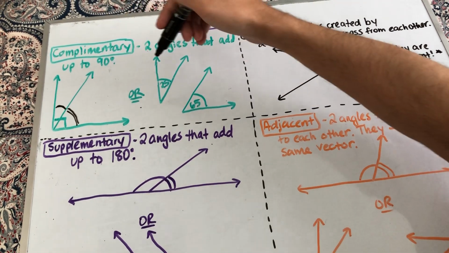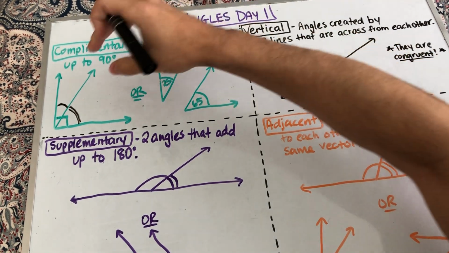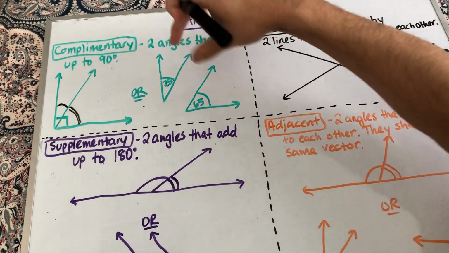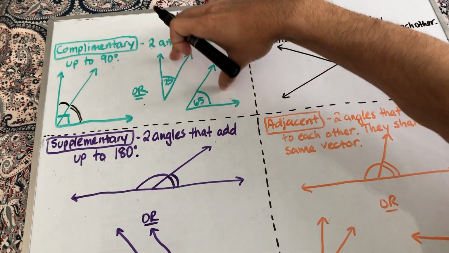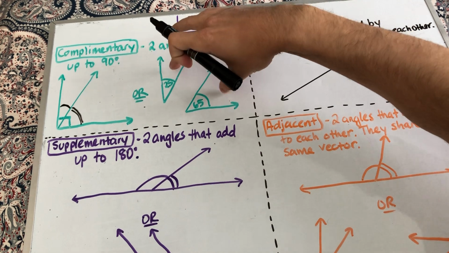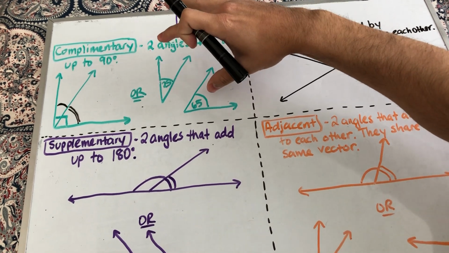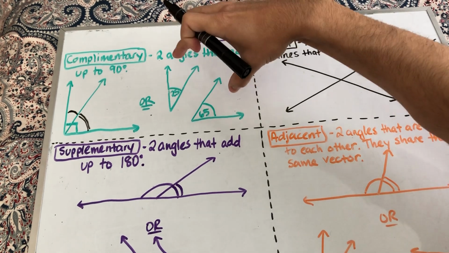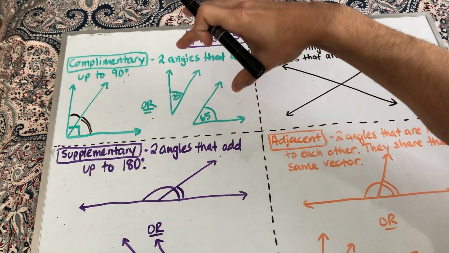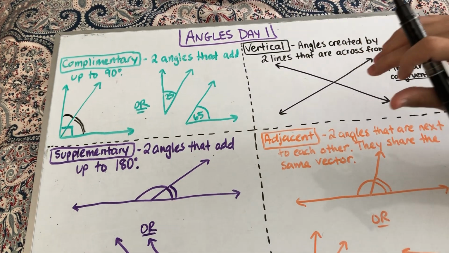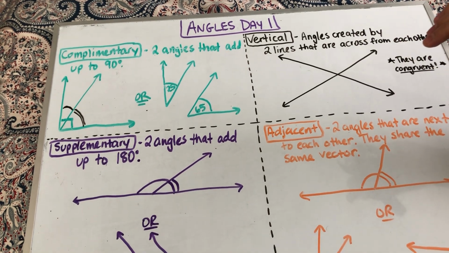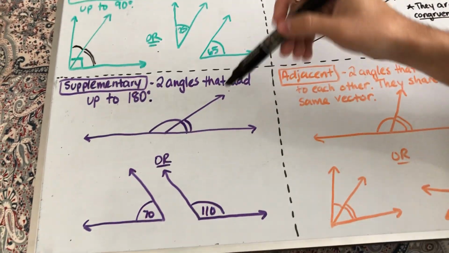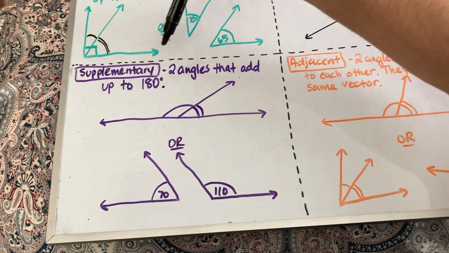All right, another example over here, it doesn't need to be next to each other and you don't need the box. For example, these 2 angles are complementary angles because I know 25 degrees and 65 degrees add up to 90 degrees. These are 2 complementary angles. They're not next to each other, but it doesn't matter.